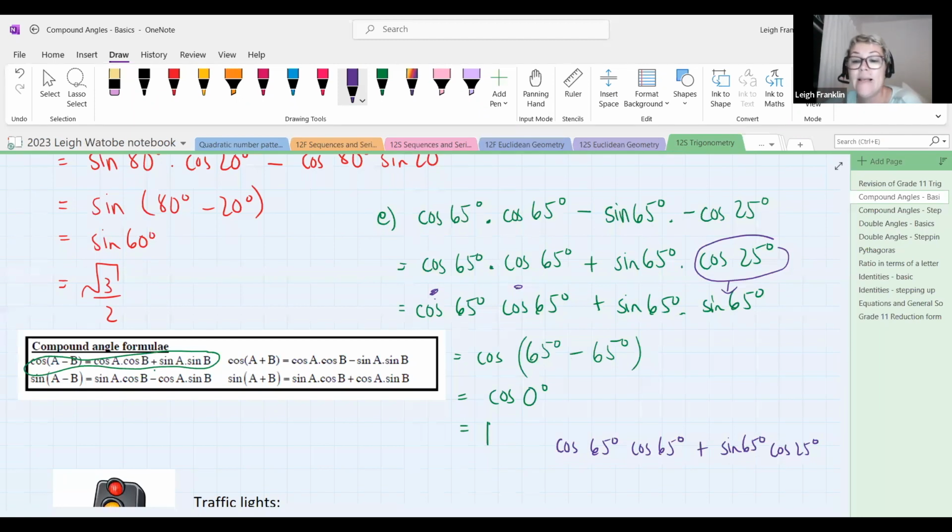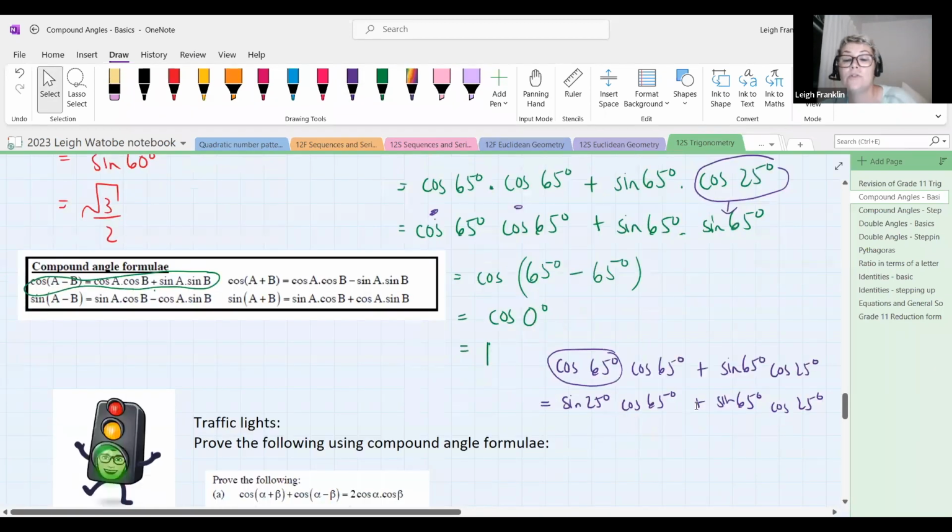All right, let's change one of these. So let's take that one over there, and we could write that as sine 25 cos 65 plus sine 65 cos 25.